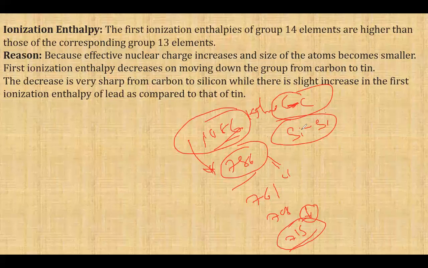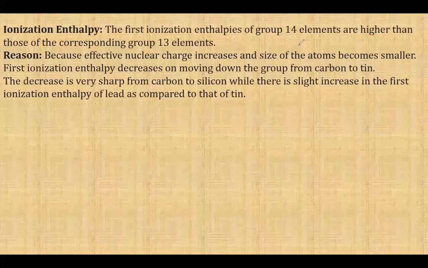So ionization enthalpy decreases down the group, right? Because effective nuclear charge increases, there is a high force of attraction between the nucleus and the electrons, especially since the carbon-carbon bond is extremely stable. Due to that, it has a high ionization enthalpy.